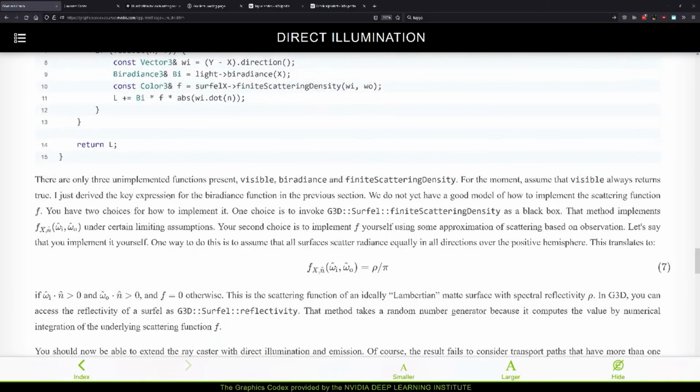So, okay. Visible biradiance. Just return that visible always returns true. Just assume that it returns true. Yeah, that's an easy thing to assume.